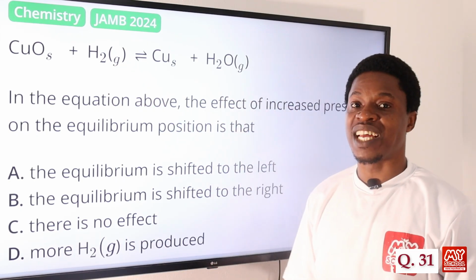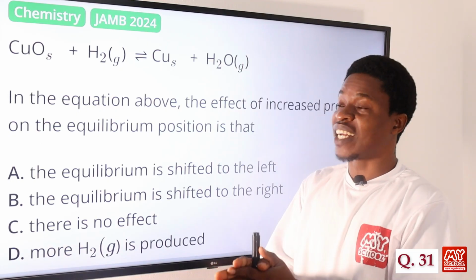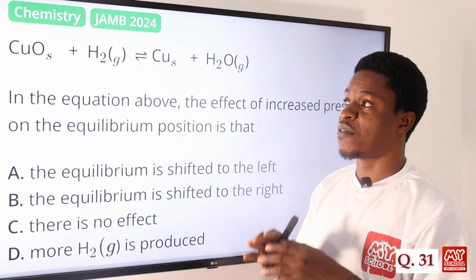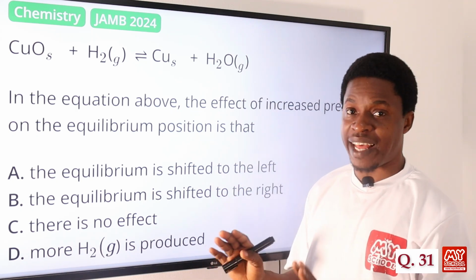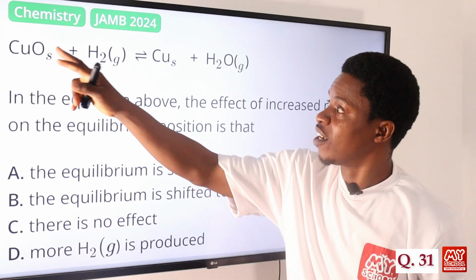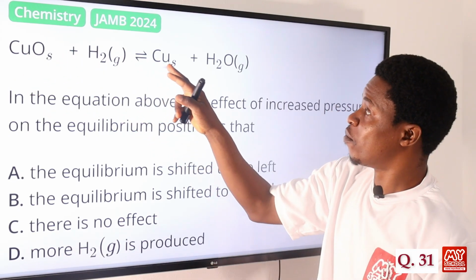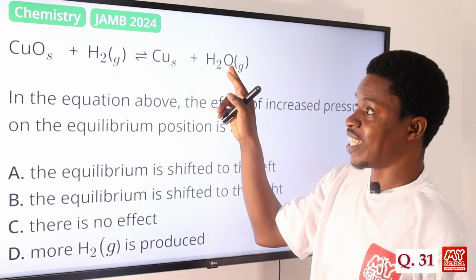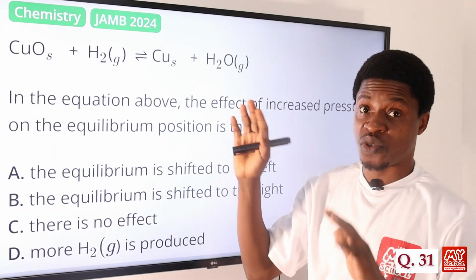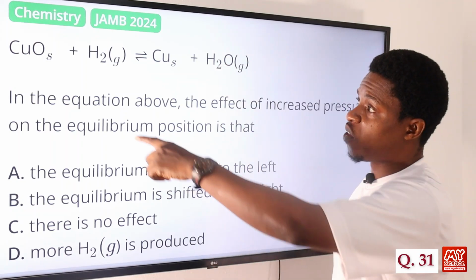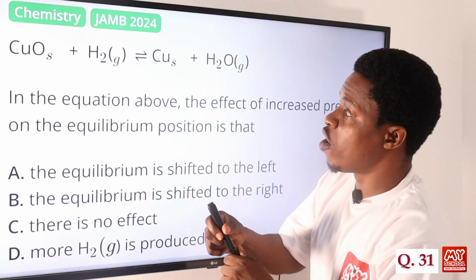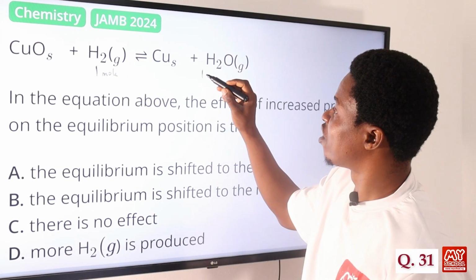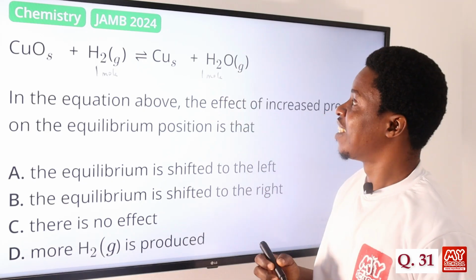Now the next question is: how many moles of the reactants do we have on the left hand side, and how many moles do we have on the right hand side? First, is this reaction balanced? We have 1 mole of copper on the right hand side and 1 mole of copper on the left hand side, that's balanced. Oxygen is just 1 here and 1 here, that's balanced. Hydrogen is 2 and 2, so the equation is balanced. So how many moles of the gaseous H2 do we have? We have 1 mole on the left hand side. Then the gaseous one is also 1 mole on the right hand side.